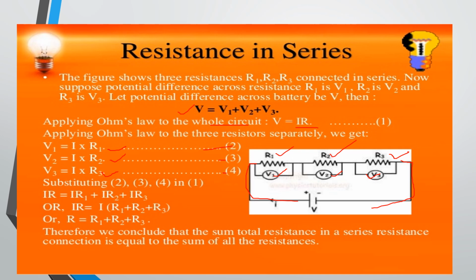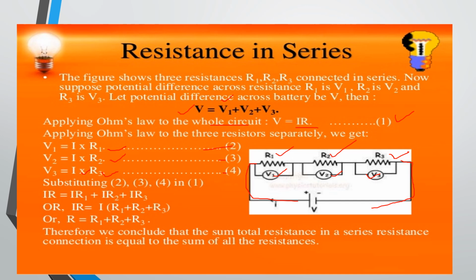Substituting 2, 3, 4 in the first equation, you will get: instead of V, we know very well it is IR. So IR is equal to V1, which is I into R1, plus V2, which is I into R2, plus V3, which is equal to I into R3.